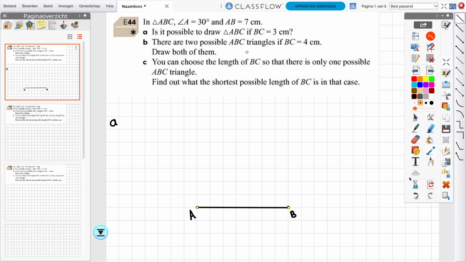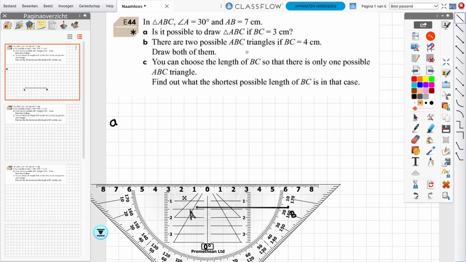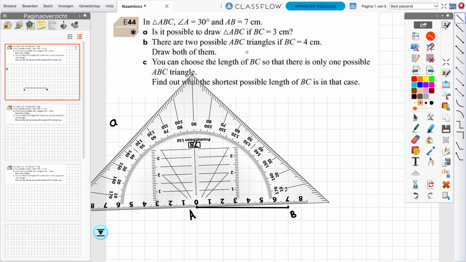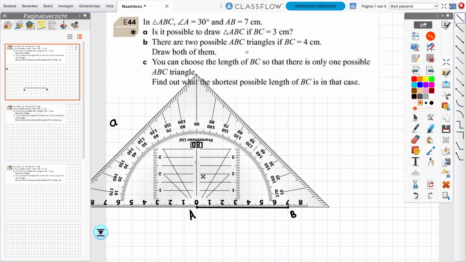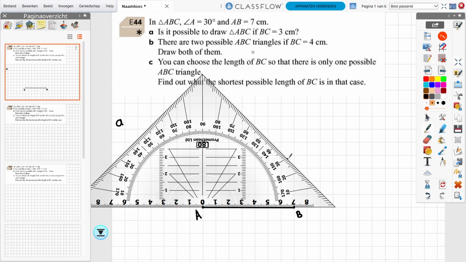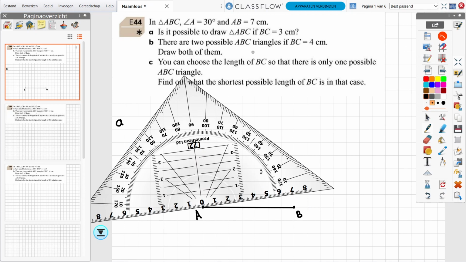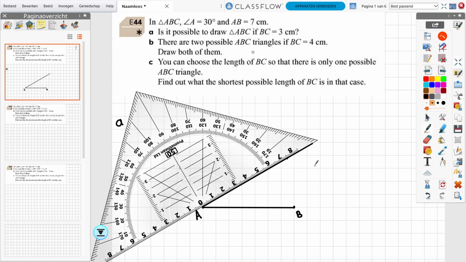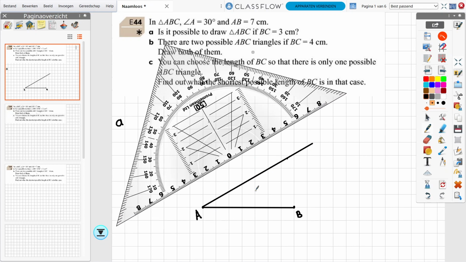And it's given that angle A is 30 degrees. Okay, we've practiced this, right? Put the 0 on here. I'm going to align it like this, so that if I now draw 30 degrees, it is right here, not here, because then the angle will be obtuse. I now see that it would, if it is drawable, be somewhere on this line. Again, draw it here, not down here, because then you'll get triangle ACB instead of ABC.